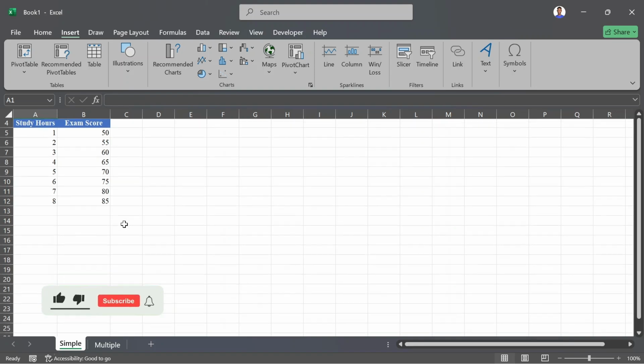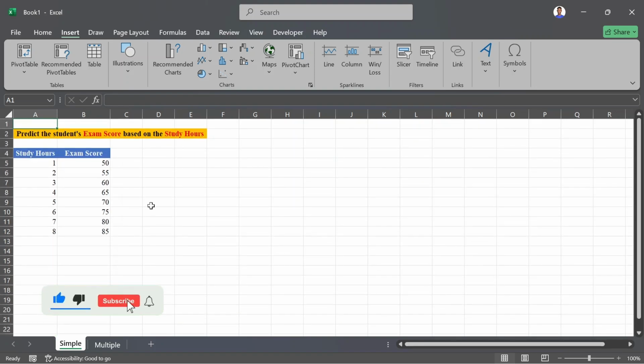So we have a simple data here that we are going to use, and then we are asked to predict students' exam score based on their study hour, that is the number of hours that the student study. So we are going to use regression to do that prediction. Now it's very simple in Excel.